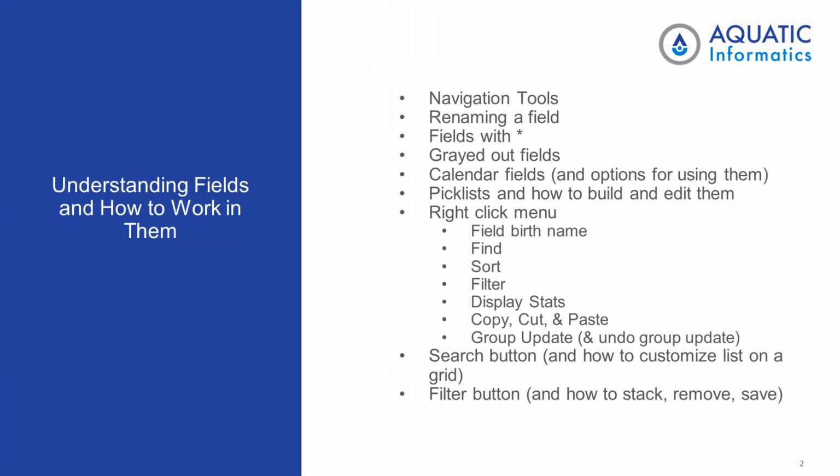We covered a lot today. We went over the navigation tools, how to rename a field, fields with asterisks and fields that are grayed out, calendar fields, adding, editing pick lists, the right-click menu, which includes the field birth name, how to find, sort, filter, display stats, copy, cut, paste, do a group update, and undo a group update. We also went over the search button and the filter button.